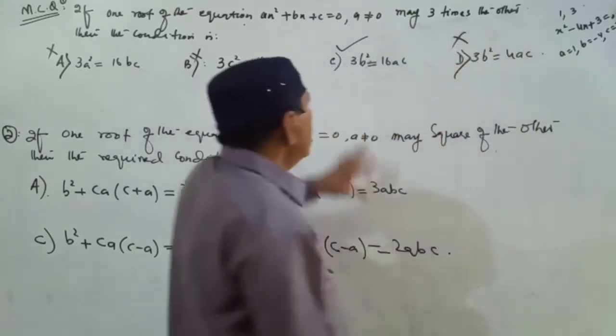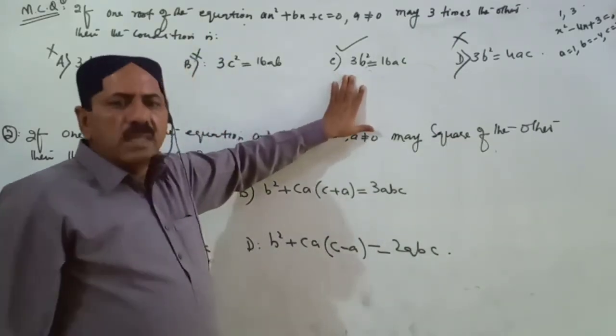This option is also wrong. So 3b square is equal to 16ac is the correct answer.